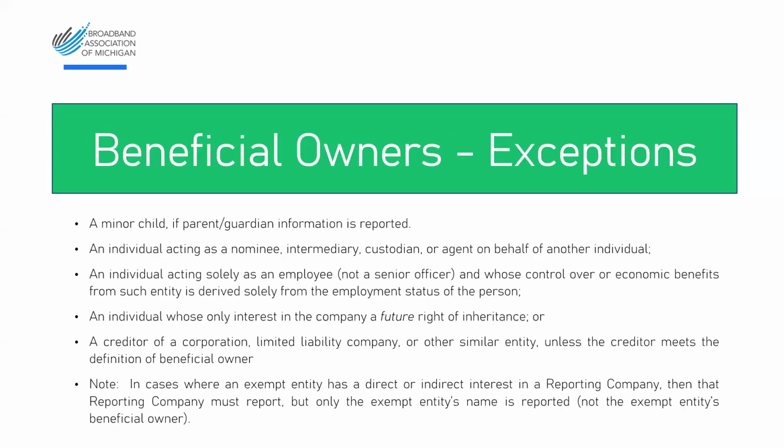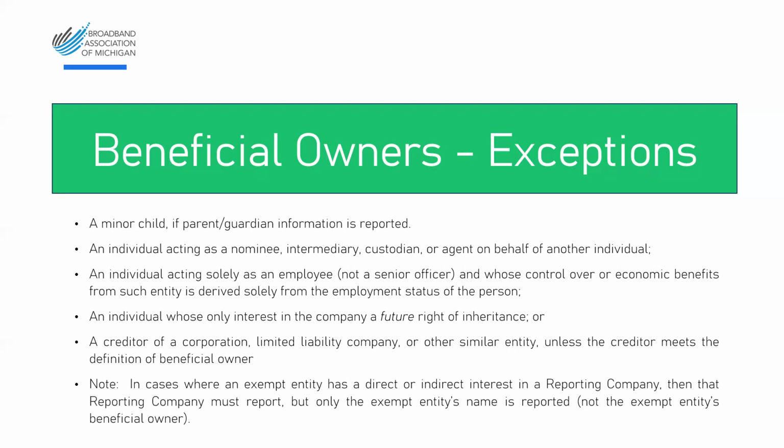Just briefly here, there are some exceptions to the definition of beneficial owner. When an individual falls within one of these exemptions, then the reporting company does not have to report that individual as a beneficial owner to FinCEN. I've listed them here. There's a lot of information. I won't go into that in detail, but the exemptions basically include such things as minor children. Their parents and guardians would have to report, but the children would not. Those who act solely as agents or custodians on behalf of a corporation or other individuals, persons who act solely as employees but are not senior officers, and some others.